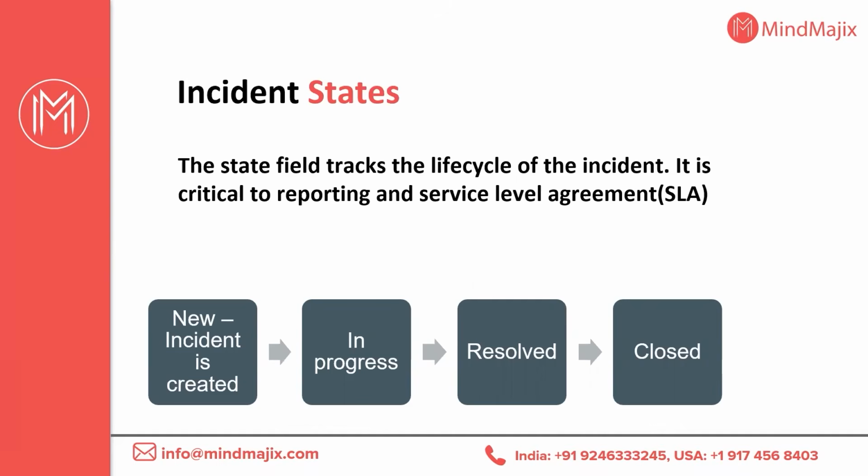The next very important thing in the incident life cycle is incident states. So according to the incident state, the SLA is managed. Usually it will be like a new, whenever an incident is created, it will be in a new state, and then once it is assigned to someone, so once someone is working on it, it will go to in progress. It can go to on hold in between new and in progress, or after in progress it can go to on hold also.